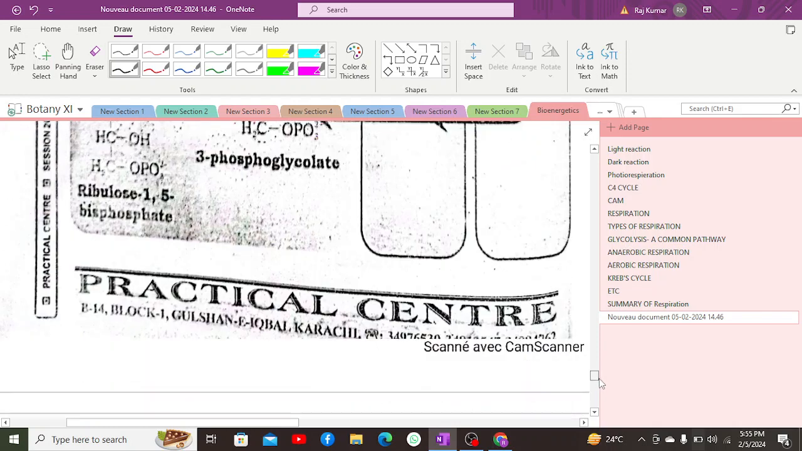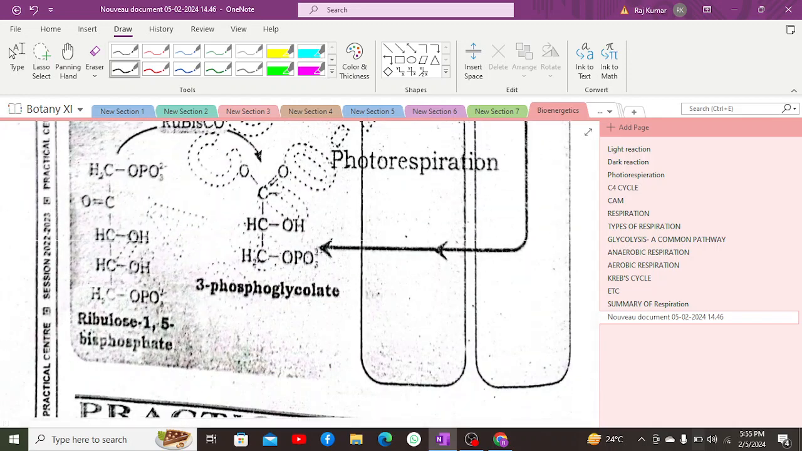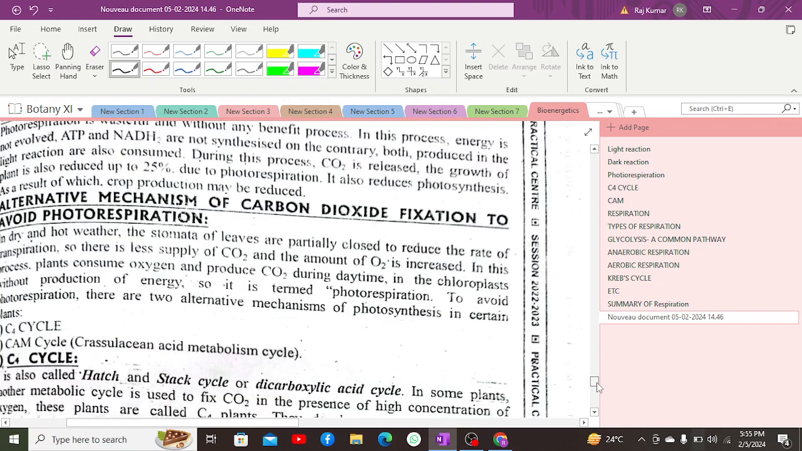So in this case, this is how the reaction will occur. By the way, it's not glycolate, it's glycerate. So first and foremost, when pyruvate is formed, it will be converted into glycerate, and glycerate will further be phosphorylated to form 3-phosphoglycerate. So this is the reaction which would be occurring.